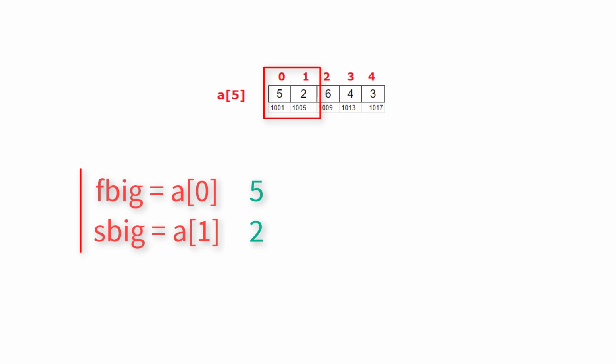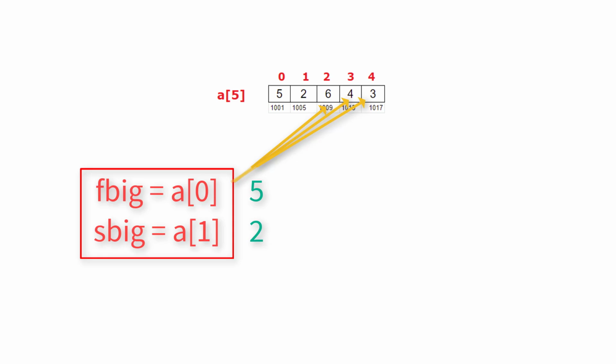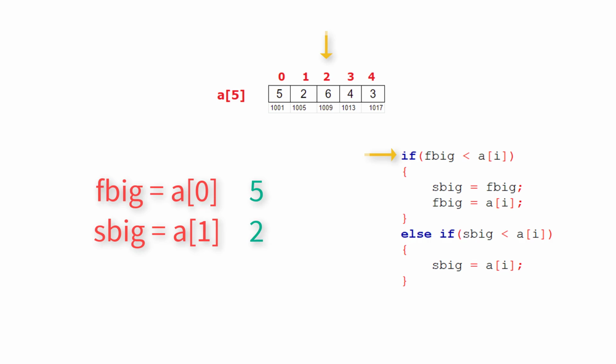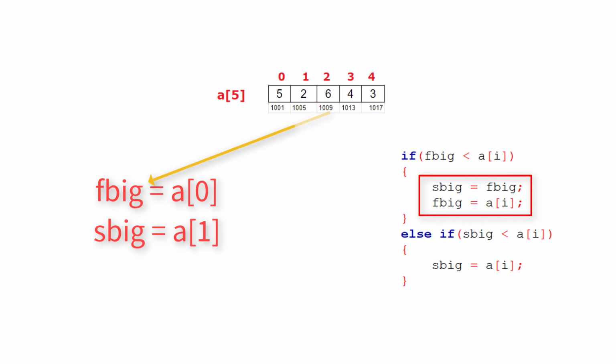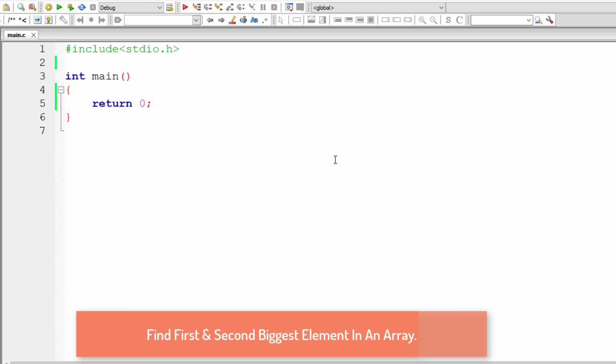Okay. So once that's done, we start comparing it with the other elements one by one. Inside the for loop, we check if the value present inside F big is less than any of these elements. If that's true, then the previous first big will be transferred to the second big, and then the biggest number in the array will be transferred to F big. Or else we check if that new element fetched from the array is greater than second big. If that's true, assign that value to second big.